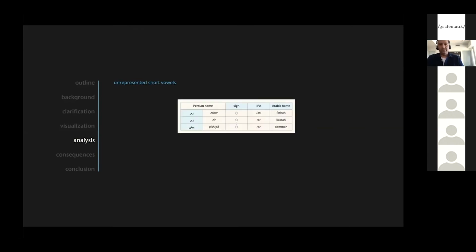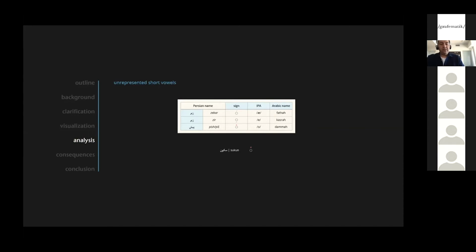In the case of Persian, the situation is different from the case I just visualized. Therefore, the process will be different too. First, I will explain the role of unrepresented short vowel phonemes, and then long vowels. There are 3 recognized short vowels for the Persian language, zebar, zir, and pish, that sound like a, e, and o. They are called fatha, kasra, and damma in Arabic.